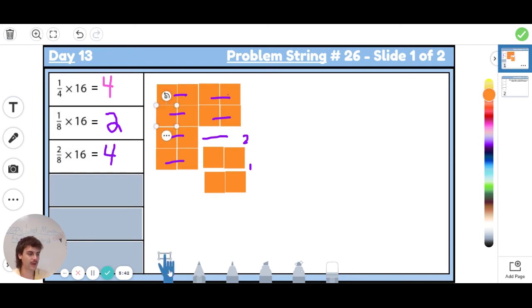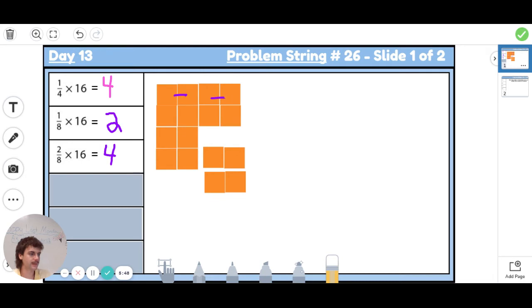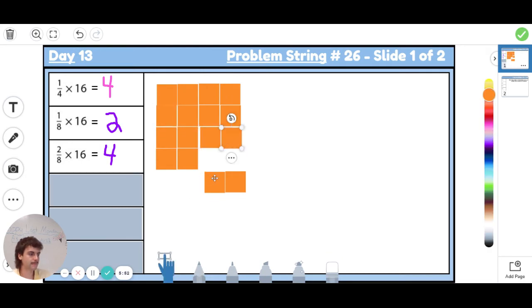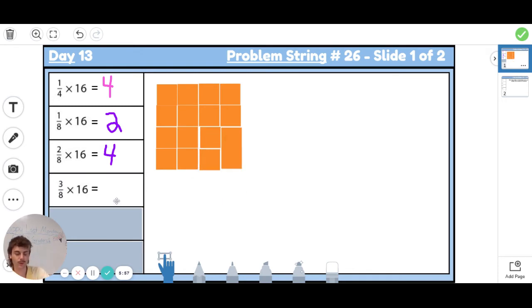All right, we're going to keep going on here. So the next problem that we're going to do is, once I move these back just a little bit. Okay, the next problem that we're going to look at is 3/8 times 16. Do you see a pattern anywhere? What can we do here? Well, pause the video and we'll find out.